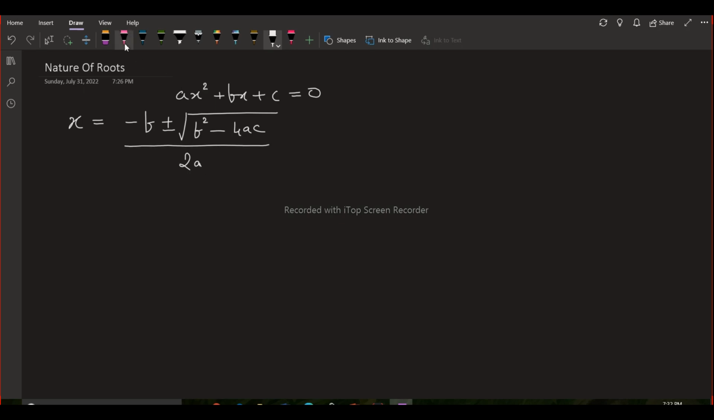And this part which is inside the root, b² - 4ac, is known as the discriminant, and we can also denote this by the letter D, usually used to represent discriminant. So now, what is the role of discriminant?